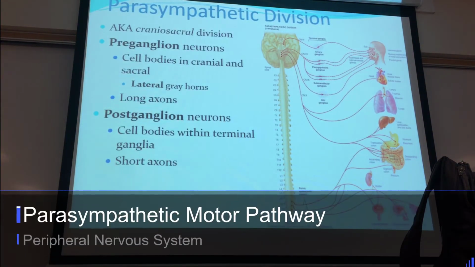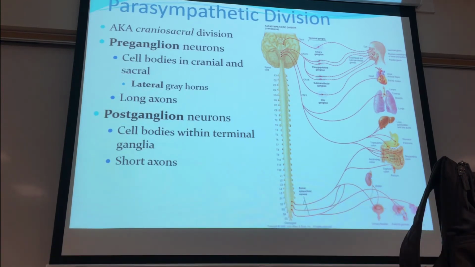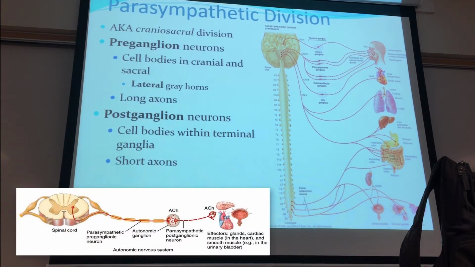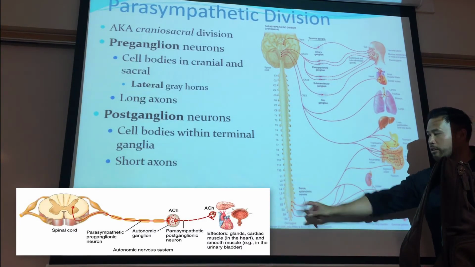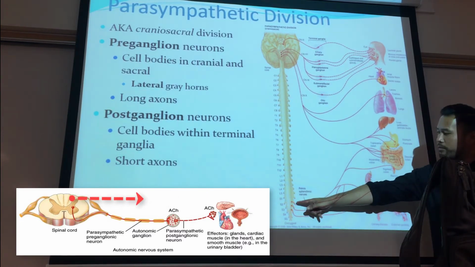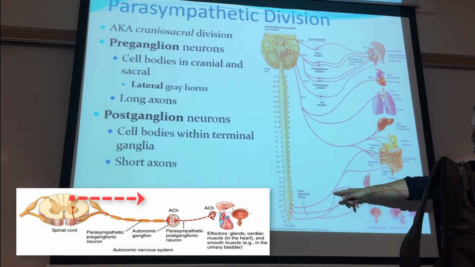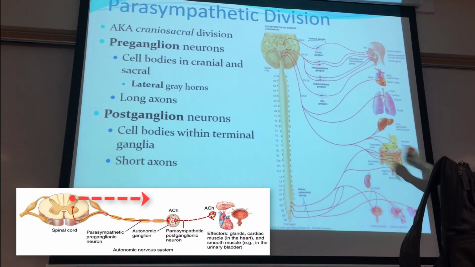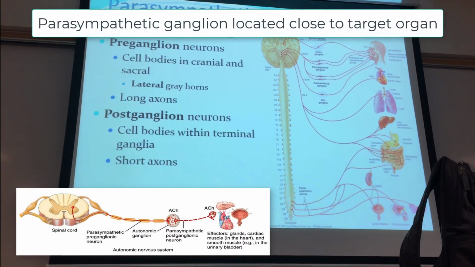So let's first start off with the parasympathetic division. Just to give you an anatomical orientation first, it is called the craniosacral division. Why is that? Because it involves the cranial nerves and the sacral nerves. These are going to be the locations of the cell bodies on the lateral gray horns of the sacral as well as the cervical slices. And they're going to travel all the way out. We have these very long preganglion axons that are going to travel to the ganglions that are located close to the target organ.